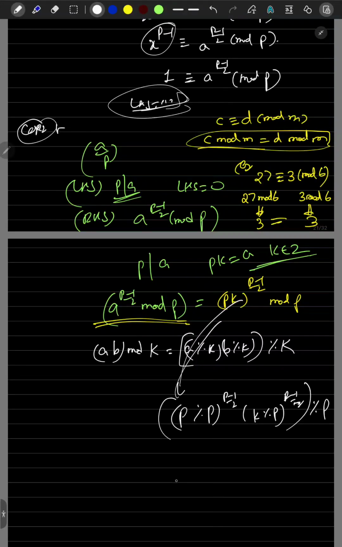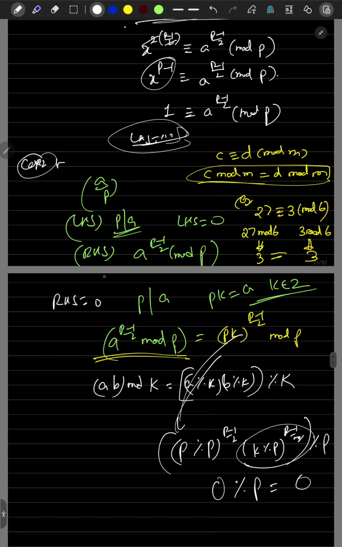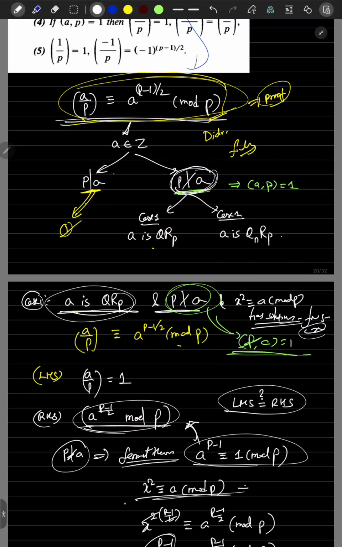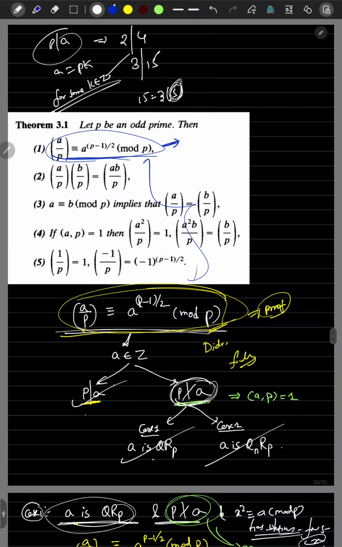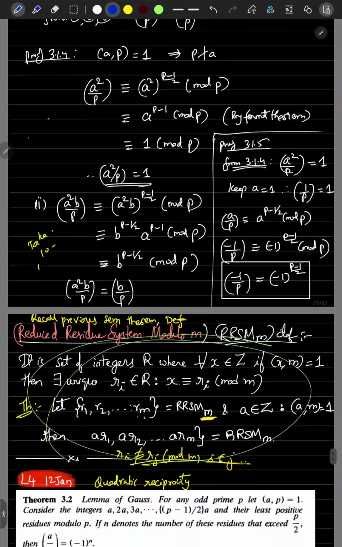So what is P mod P? 0. So 0 into anything is 0. And 0 mod P is 0. So RHS is also 0. Since LHS equals RHS, we have happily solved it. Everything we have done is successful. So finally what can we conclude? This is the correct one. Yes, it's true. Satisfied? Happy? Easy.